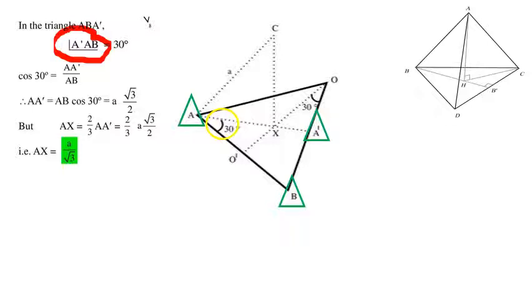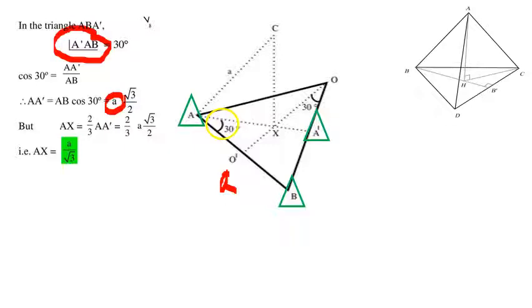So this is a simple one. A dash can be written as AB cos 30. AB is nothing but a, that's the lattice parameter, one side of the hexagon. So that is what we have taken here. Cos 30 is root 3 by 2.